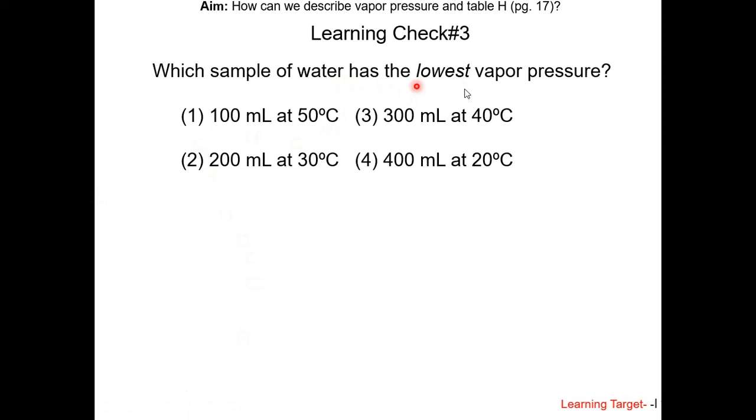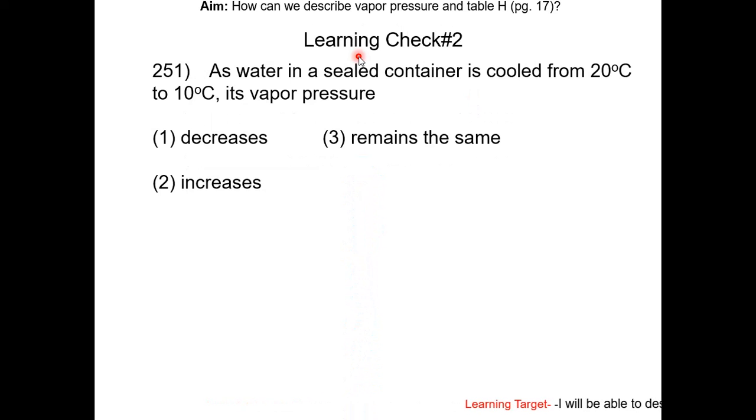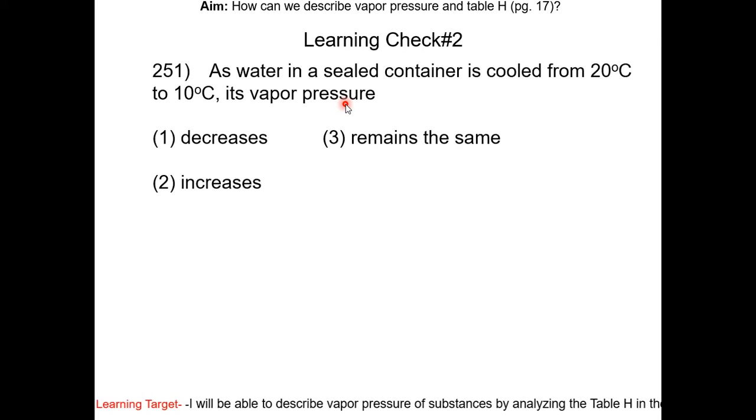Learning check number 3. Which sample of water has the lowest vapor pressure? Pause the video and resume once completed. So the one with the lowest vapor pressure will have the lowest temperature. That will be choice 4. Learning check number 2. As water in a sealed container is cooled from 20 degrees Celsius to 10 degrees Celsius, its vapor pressure does what? Pause the video and resume once completed. Since the temperature decreased, the vapor pressure will also decrease.